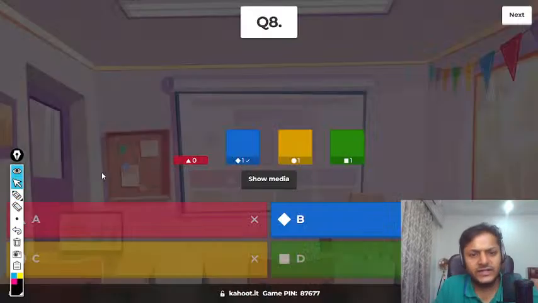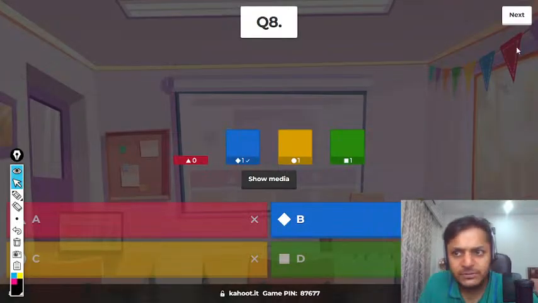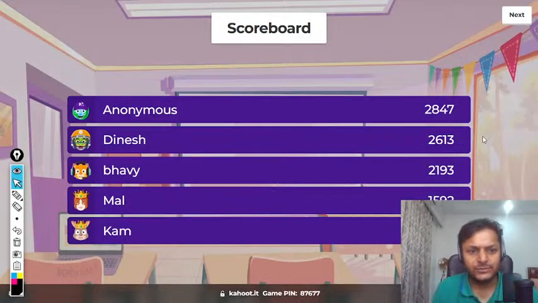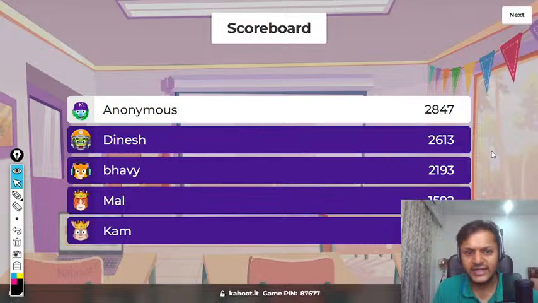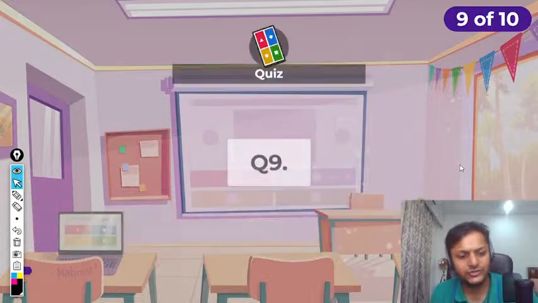Okay, let's see what is the correct answer now. Again, only one student has done it correctly. I think the question is the same, isn't it? They are made from the same metal. The diameter of the bar is different. One end of the bar is held at this and this for each bar. So I won't be doing it because it is actually the same concept. You just try to apply that concept in this question. So I think Cam is the only student who did it correctly, but Anonymous is clearly leading the chart. Now let us move to the next question.